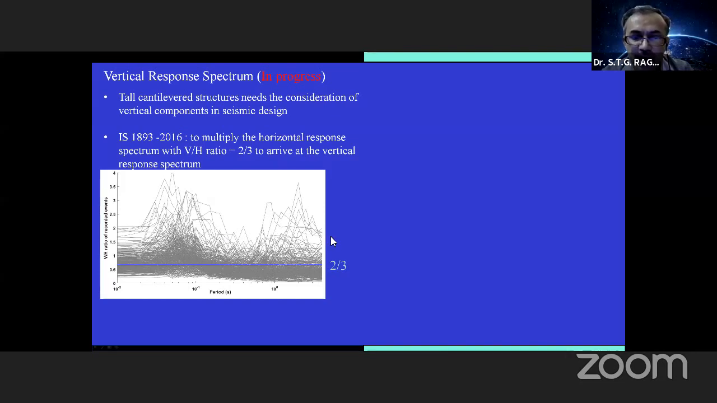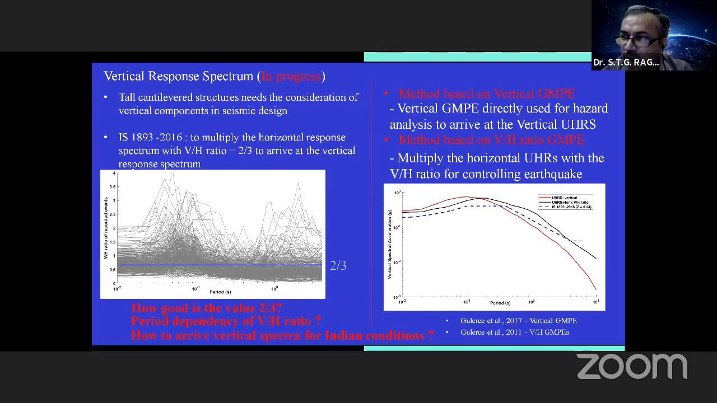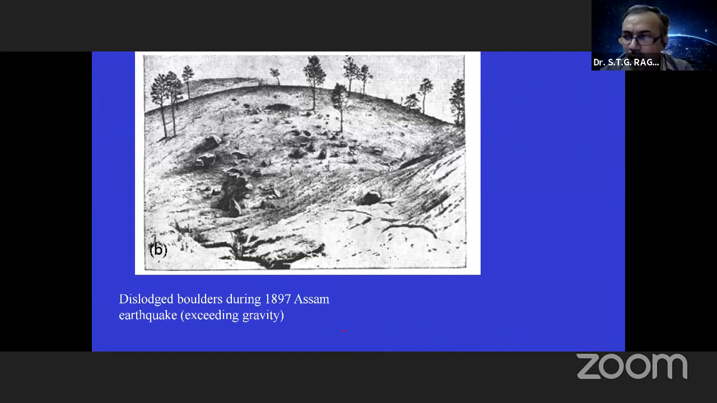This V by H ratio varies with the time period. It is not constant. Right now, the IS code says 2/3; that is, this blue line shows the IS code value. But this V by H ratio, you can follow, varies as a function of period, and the values are actually very high when you look at these data sets. And when you do the hazard analysis for vertical ground motions, if you want to apply the vertical spectra, these values are slightly higher than what is recommended by the IS code. So this matter also has to be looked into in great detail, and maybe it may come up in future codes.